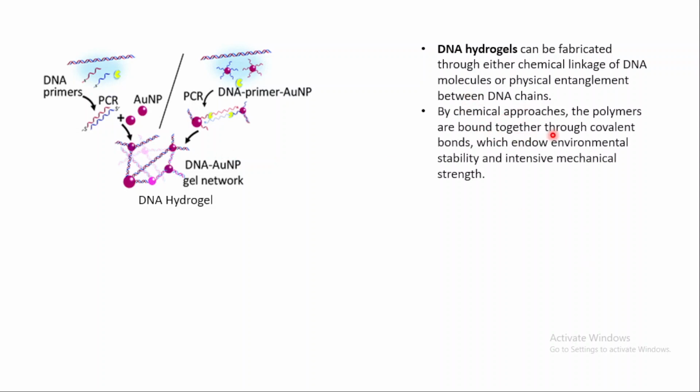By other chemical approaches, the polymers are bound together through covalent bonds which endow environmental stability and intensive mechanical strength. So what happens? These polymers consisting of all these cross-linked and meshwork of DNA, amplified DNA along with gold nanoparticles, are bound together through covalent bonds with environmental stability and intense strength. So these interactions provide a lot of mechanical strength to the DNA hydrogel. That's why it can be used as a ground material or a substance for releasing the DNA on time whenever it's required, and it also forms a basis for many biomaterials.